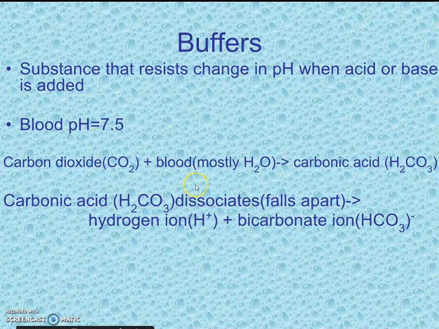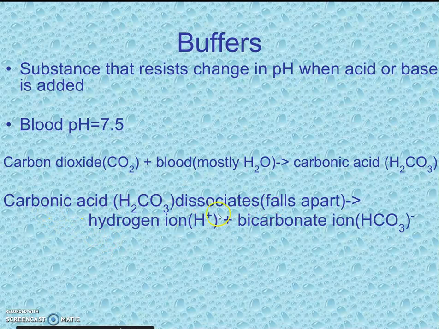And the buffer that I need to introduce you to is carbon dioxide and blood forming carbonic acid. So the real buffer is carbonic acid here. Carbon dioxide is present from cellular respiration because we give off CO2. It goes into your blood, which is mostly water, and it forms this H2CO3. If you put all these elements together, you're going to get H2CO3.